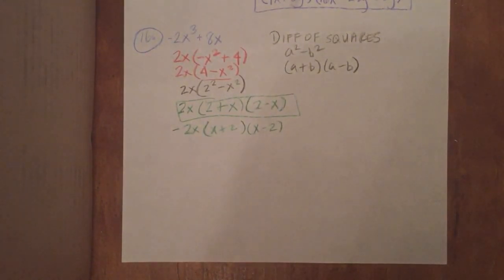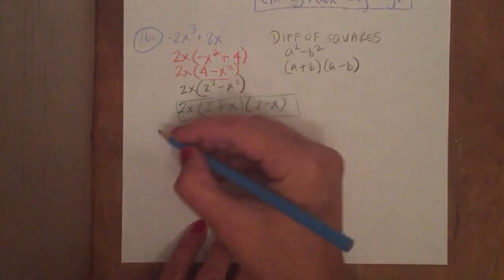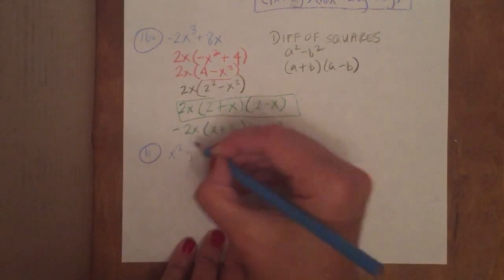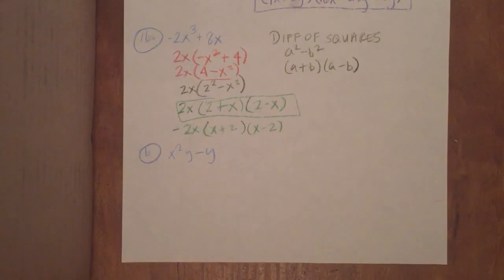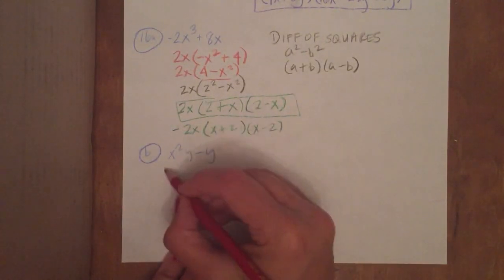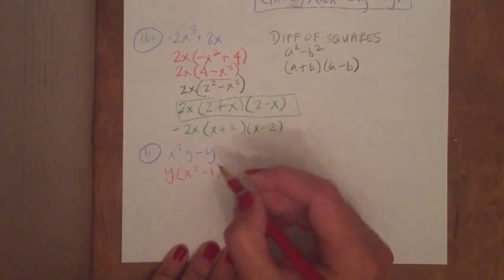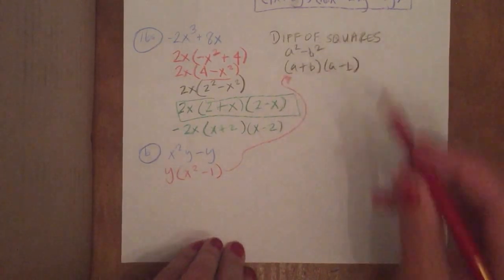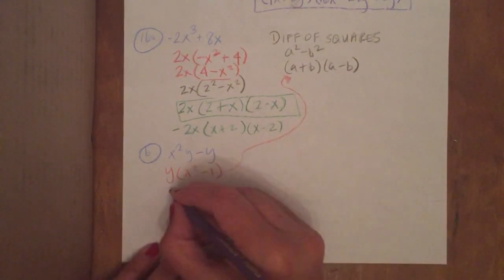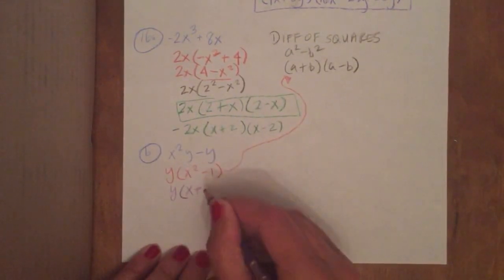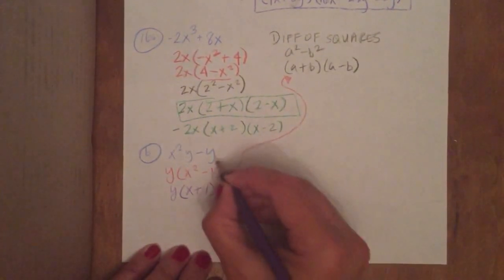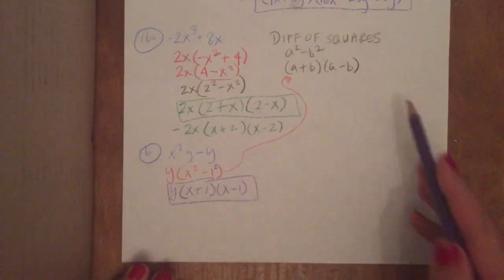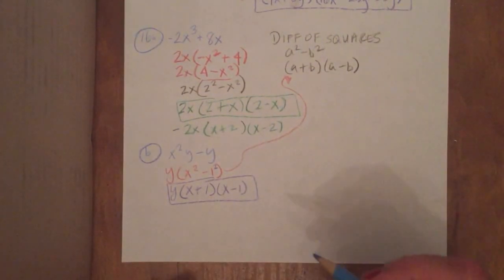Now let's look at 16b. 16b, we have x squared y minus y. Once again, I want to look and see if there's a GCF I can factor out, and the answer is yes, I can factor out a y, and that leaves me with x squared minus 1. What do you recognize x squared minus 1 as? That's right, it's a difference of 2 squares. So I can actually take the x squared minus 1 and factor it as x plus 1 times x minus 1, because x squared minus 1 is the same thing as x squared minus 1 squared. Difference of squares is important. You have to learn how to do that one. Okay, and I've got a whole other video on that.